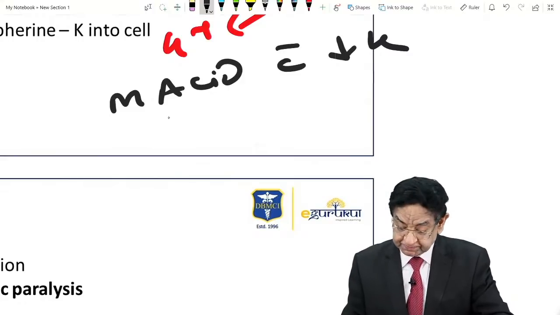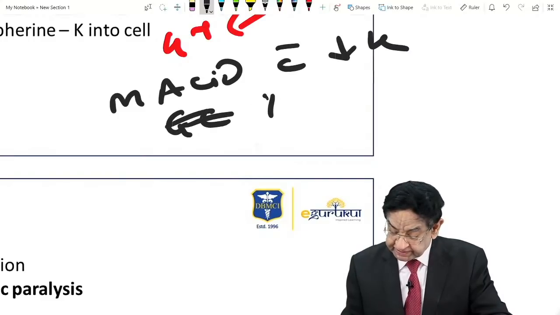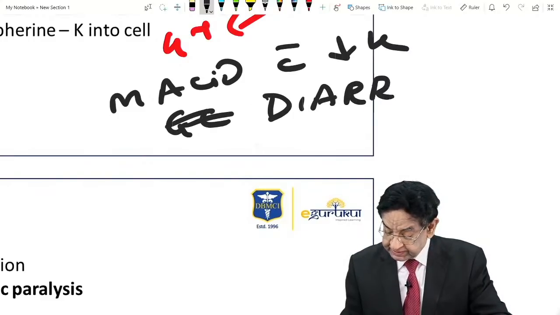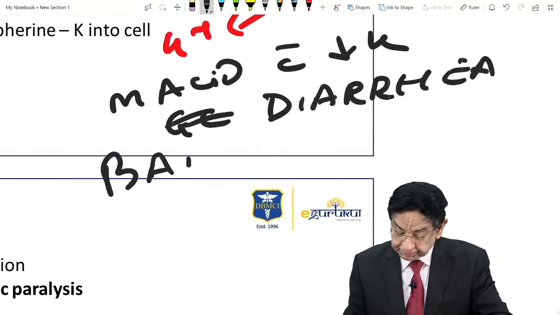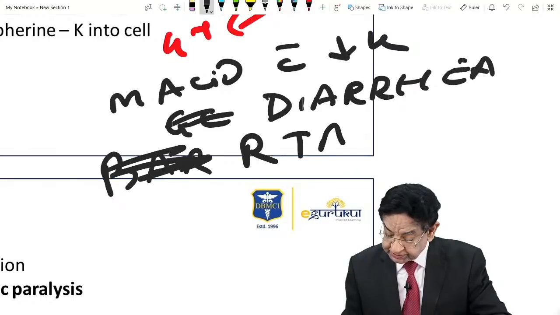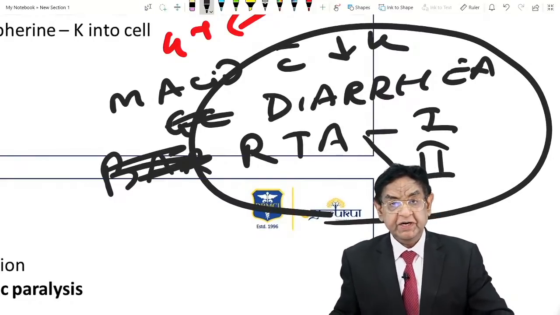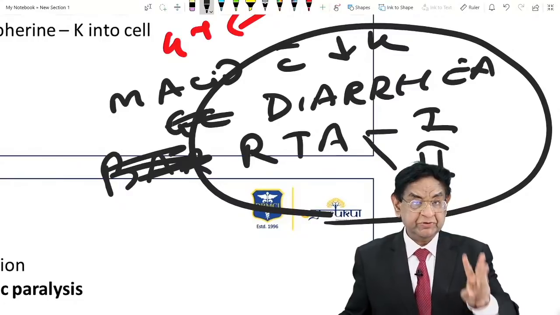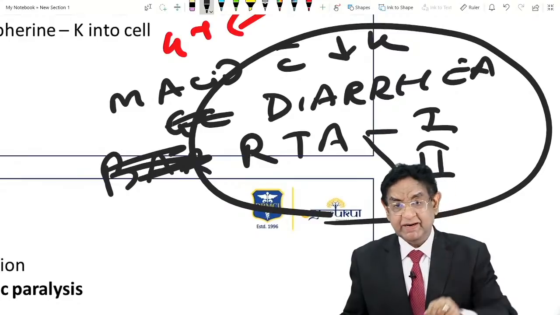Well, the answer is severe gastroenteritis, especially severe diarrhea. Then we have Bartter syndrome. This is renal tubular acidosis, type 1 and type 2. There are the three causes: diarrhea, renal tubular acidosis type 1 and type 2. These are the exceptions where the patient has metabolic acidosis with hypokalemia. These are gold medal questions.